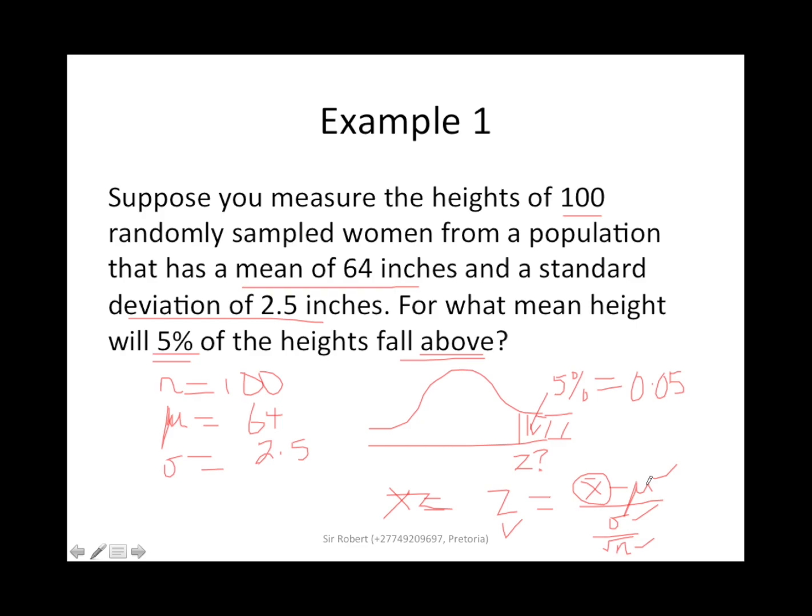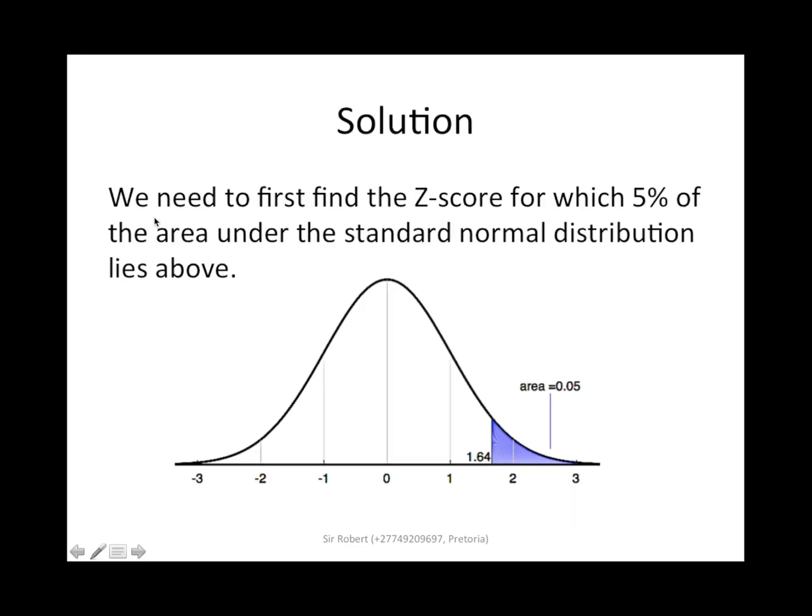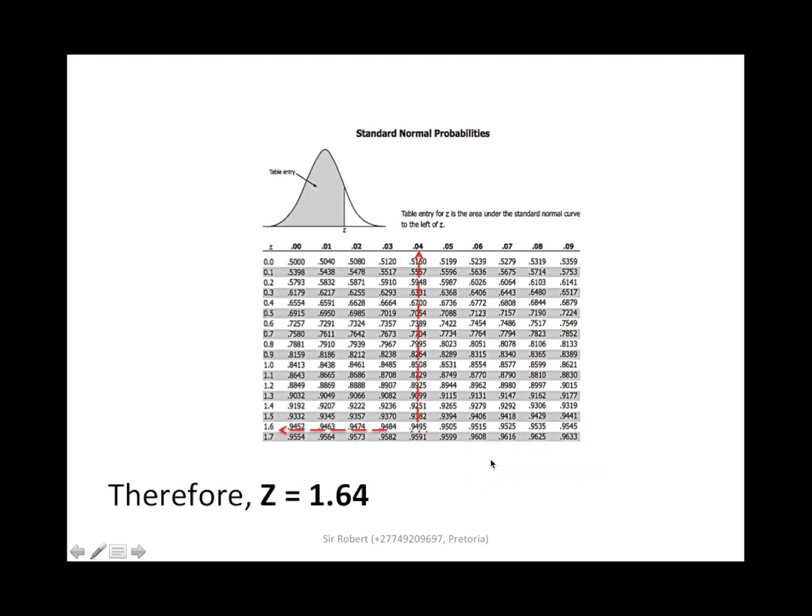So let's move on. Solution. We need first to find the Z score from which 5% of the area under the standard normal distribution lies above. So this is your 5%, your 0.05 we've discussed above. You're supposed to get about 1.64. Let's demonstrate it. So you go to your tables and look for it.